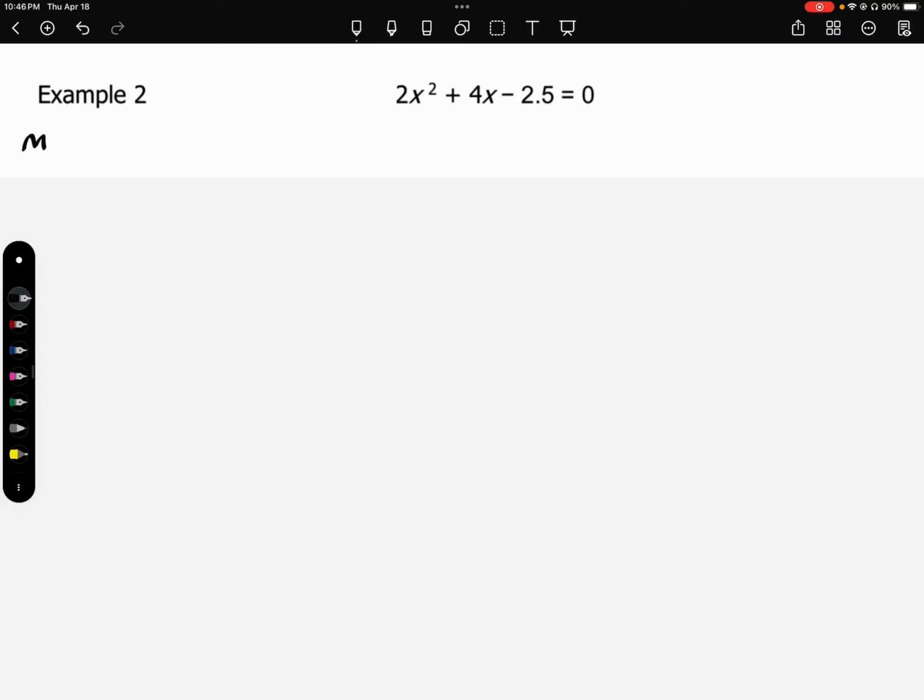So we're going to multiply by any even number to get rid of the decimal. In this case, probably the easiest thing would be multiplying negative 2.5 by 2. So we're going to multiply times 2. All I'm going to do here is take both sides of my equation and multiply it by 2.